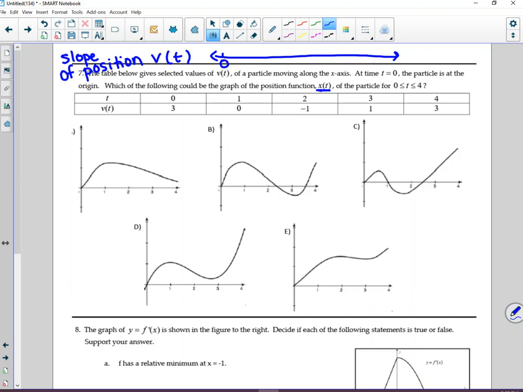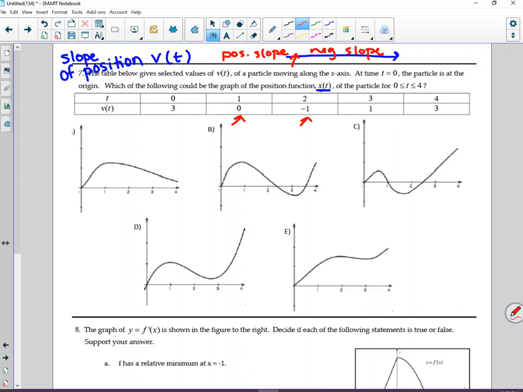So the first thing I have at 0 is a velocity of 3. So at 0, I have a positive slope. And it looks like all of these graphs have a positive slope. But then I go to 0, and then I go to -1. So my position graph is positive slope, and then negative slope.